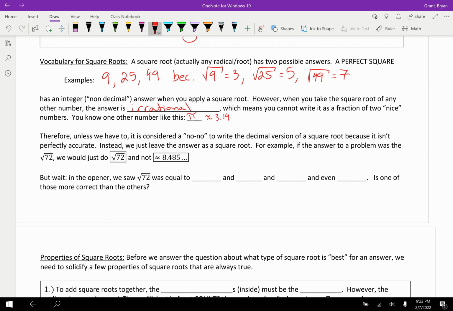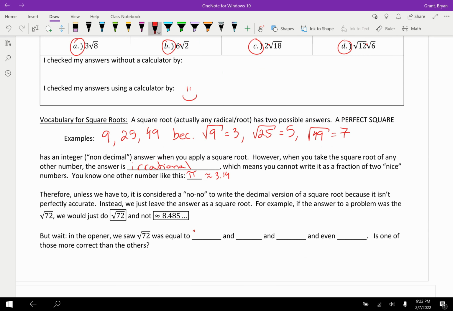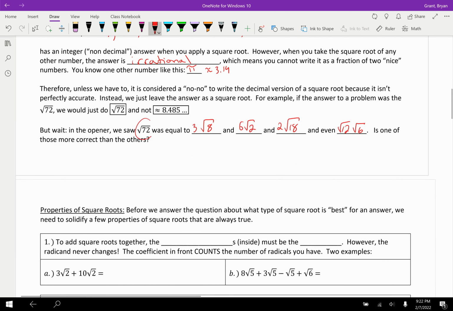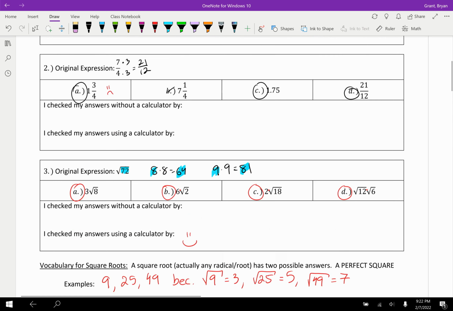We wouldn't actually turn it into 8.485 whatever, because eventually you have to stop writing decimals, right? But wait, in the opener, we saw the square root of 72 was equal to a whole bunch of things. It was equal to 3 square roots of 8, 6 square roots of 2, 2 square roots of 18, and even the square root of 12 times the square root of 6. So if there are 5 possible answers, including the square root of 72, is there one that we prefer to write? Well, think back to fractions, right?